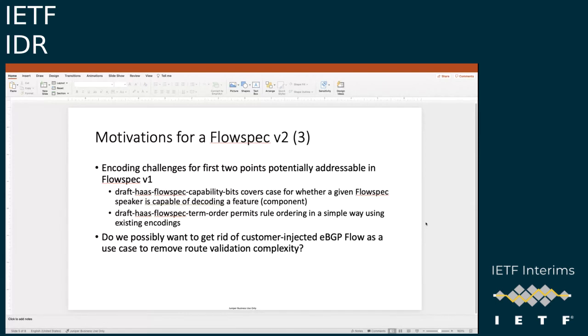Well, there's of course work to do, and you know better than me ways to do it. So we definitely need some kind of capability signaling in FlowSpec version 2. And how to do it, of course, is an open question for discussion. At this point, I don't have a specific solution or a specific preference how to do it.